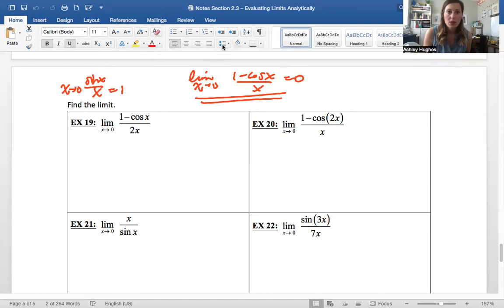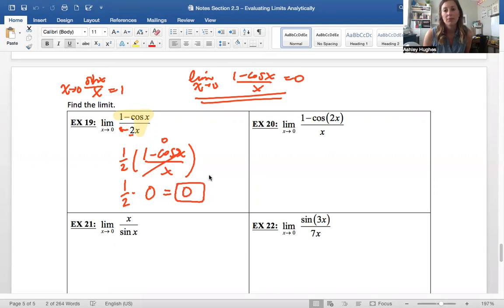So you're looking for a way to manipulate it or rewrite it to see what you need. So I can rewrite this one as 1/2, just scoot this 2 over, times 1 minus cosine x over x. It's the same thing. I just move the 2 over because I would just multiply 2 times x to get that 2x. And I know that this is 1/2 times 0, because remember I can take the limit of this guy. That's that property rule of the product. So I know this goes to 0. So I know 1/2 times 0 is 0.